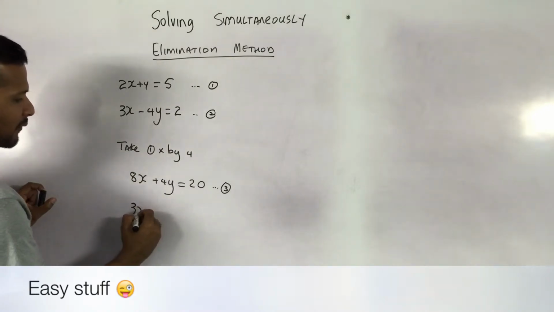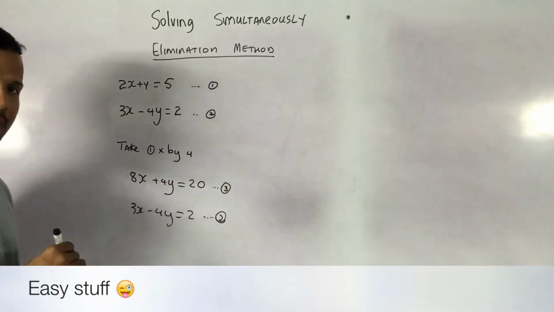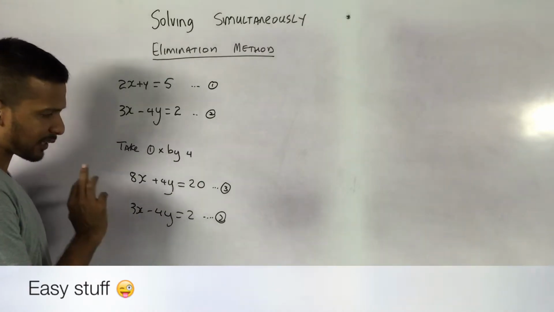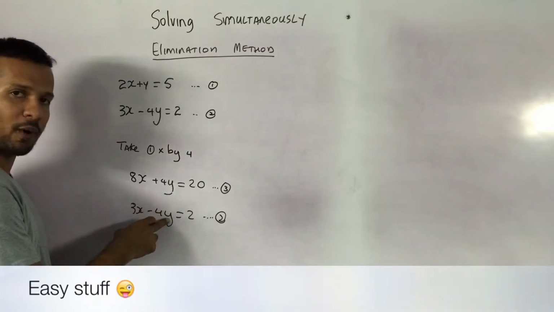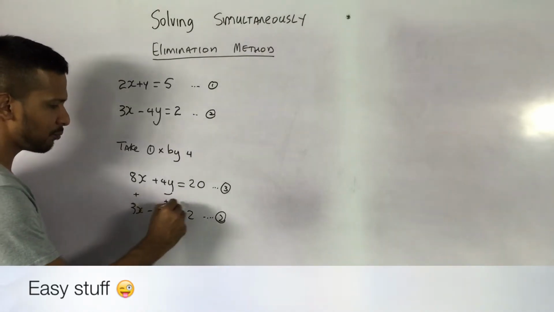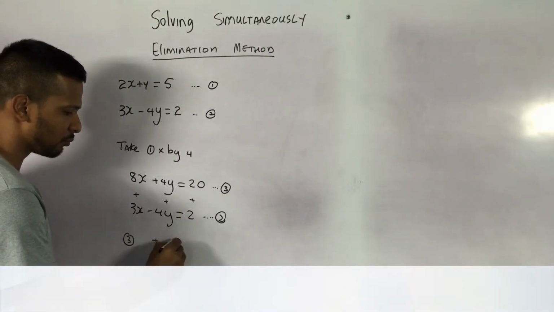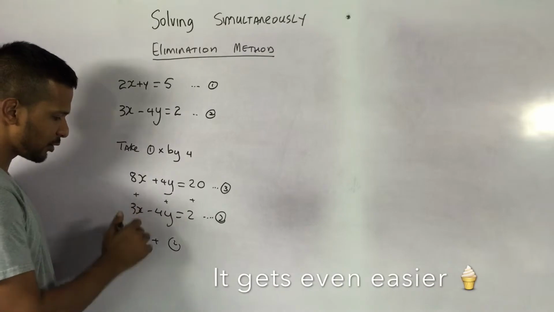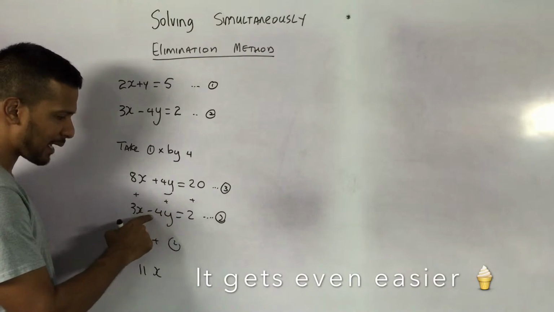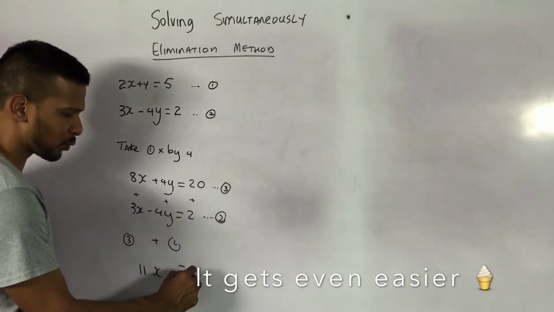So let's see. I have 3x minus 4y is 2. This is my equation 2. So my objective is to find a way to get rid of y. Here's what I have. I have plus 4y and minus 4y. If I were to add these two equations, what will happen? Let's say I were to add the new equation and equation 2. 8x plus 3x is 11x. 4y plus minus 4y is 0. And 20 plus 2 is 22.